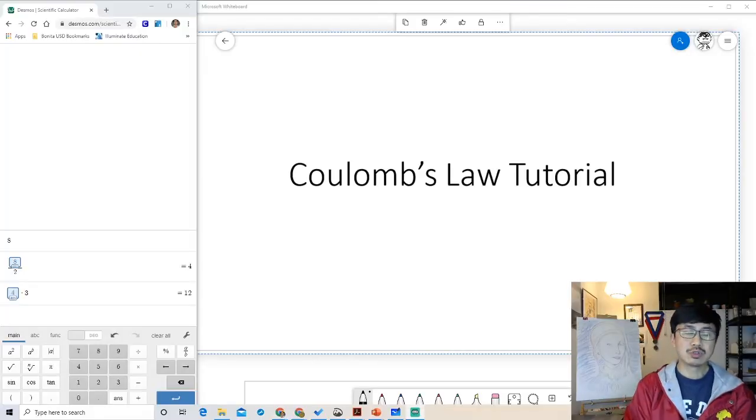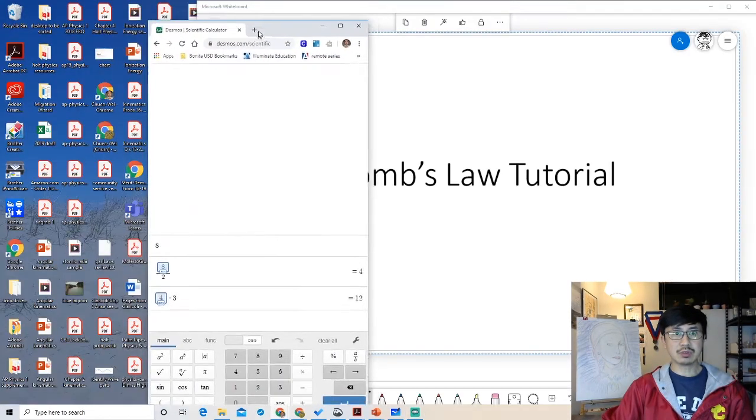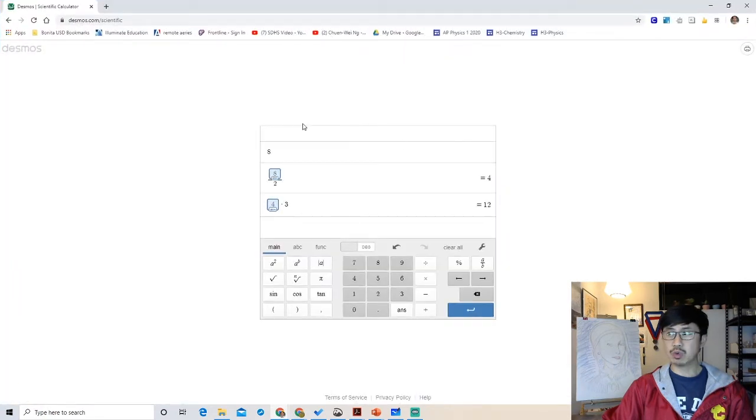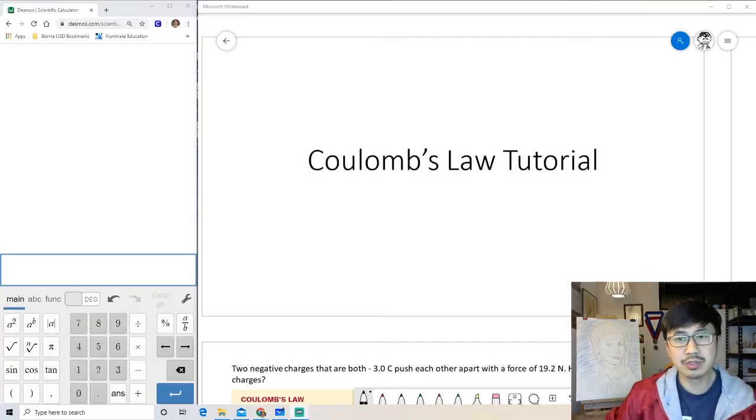To go through this tutorial, you're going to need a scientific calculator. I know that some of you might not have scientific calculators at home. So here I have Desmos. If you just go into a window and type in Desmos scientific calculator, it takes you to this module. I've been playing around with it. It's a pretty darn good module, and that's the one we're going to use. Okay, let's hop into this tutorial on Coulomb's law.